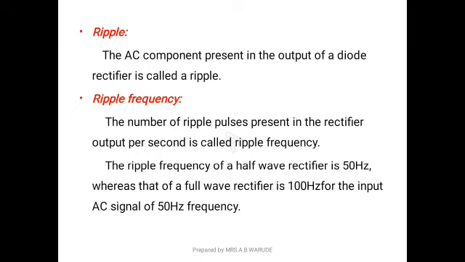Then what is the ripple frequency? The number of ripple pulses present in the rectifier output per second is called the ripple frequency. The value of ripple frequency of a half wave rectifier is 50 Hz, whereas that of the full wave rectifier is 100 Hz for an input AC signal of 50 Hz frequency.